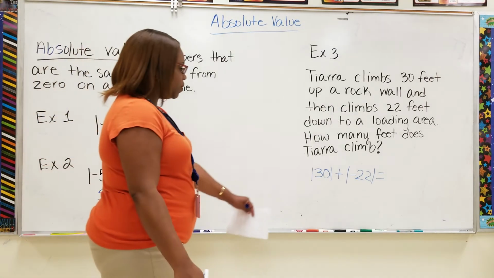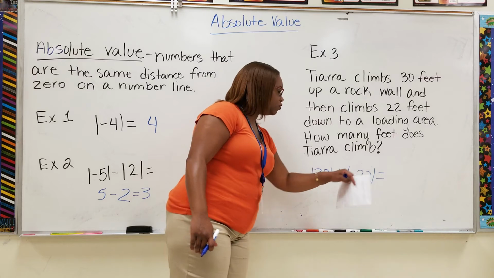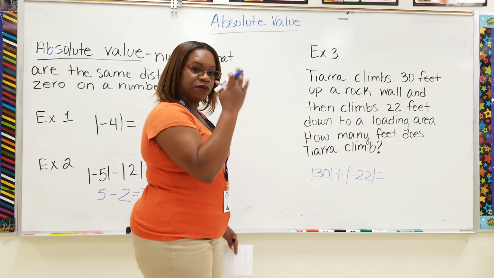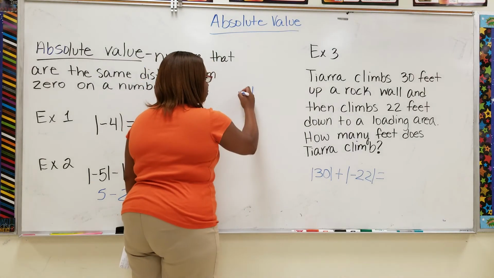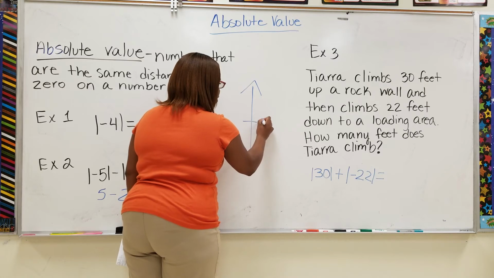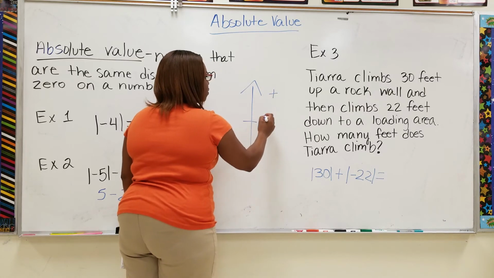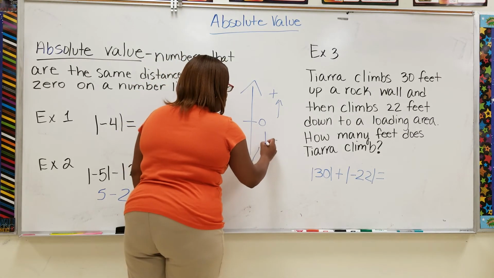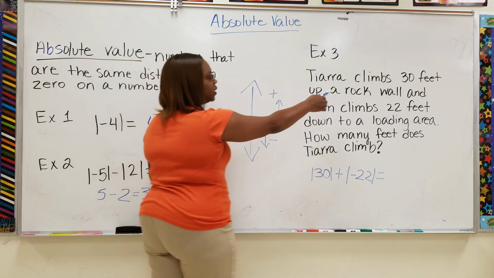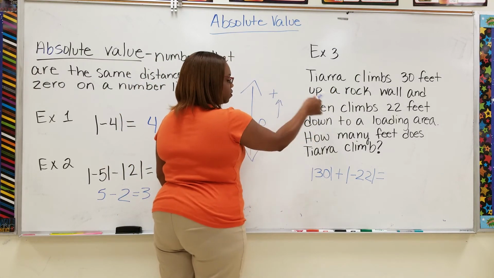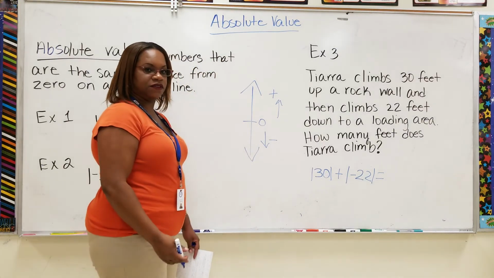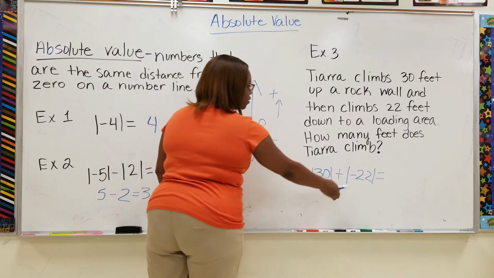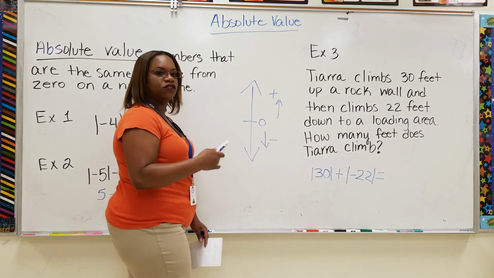Now, the reason why this 30 is positive and this 22 is negative is because Tiara climbed 30 feet up. So remember now, if we were looking at a vertical number line, here is our 0. Our positive numbers are above 0. Our negative numbers are below 0. So therefore, Tiara climbed 30 feet up. So therefore, that is why it is represented as a positive number. She climbed 22 feet down. That's why this 22 is represented as -22.